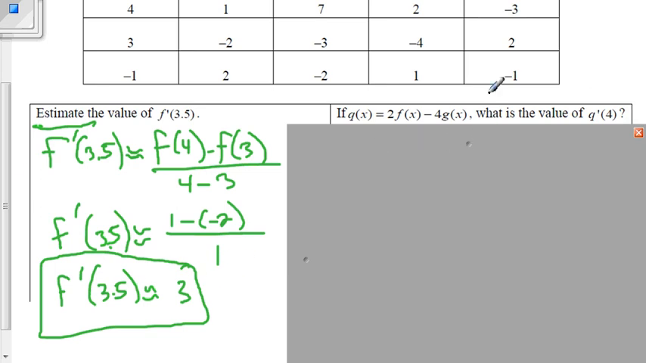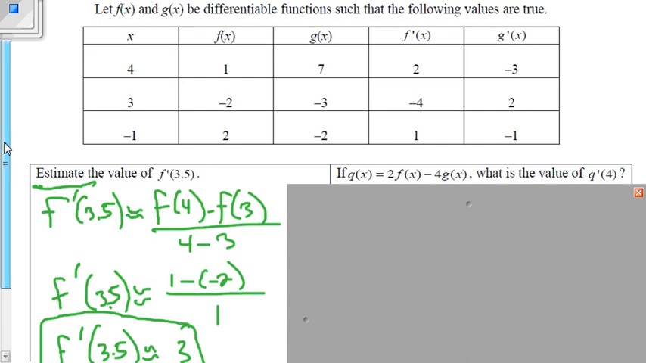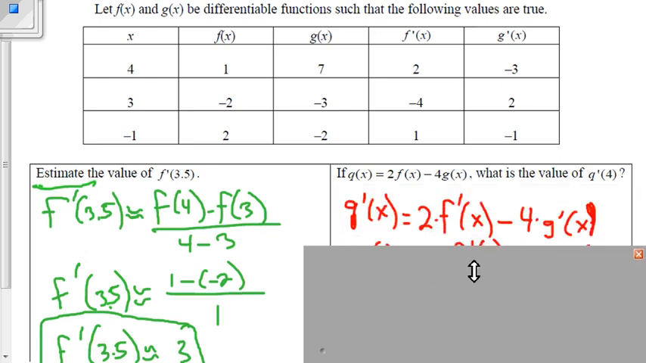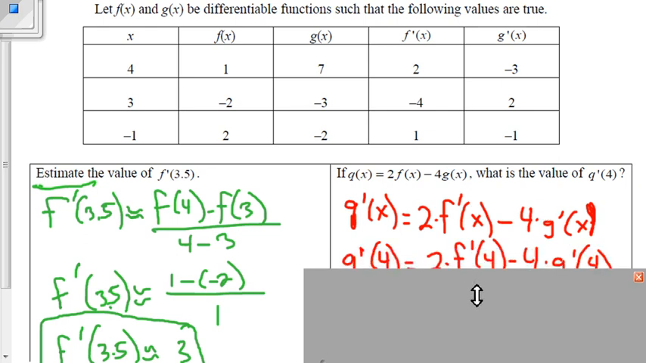Okay, now they give us a value of q of x. Let's come back up here. Twice the value of f of x minus 4 times the value of g of x. What is the value of q prime of 4? So what I need to do is use the product property. It's like having 2x, so it's just going to be 2 times the derivative of f of x minus 4 times the derivative of g of x.